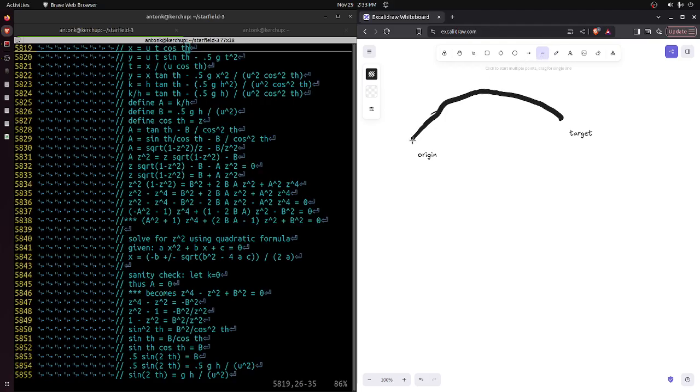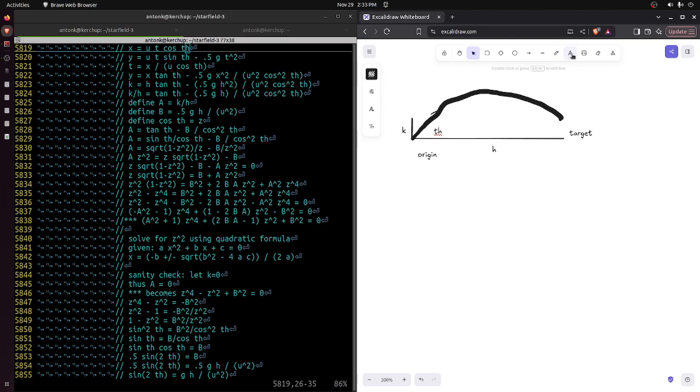And let's say the vertical distance between origin and target, we're going to define that as k. And the horizontal displacement is going to be h. And the initial angle at which the projectile moves is going to be theta.